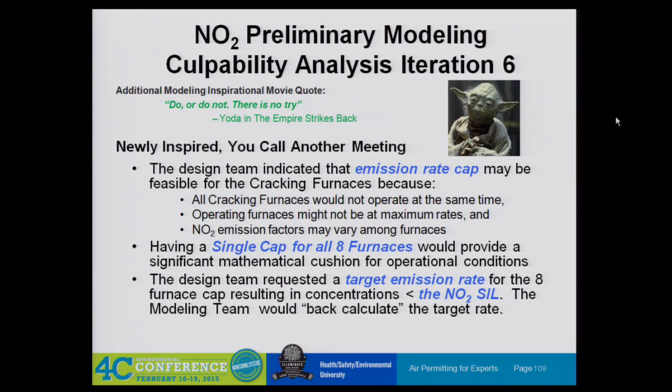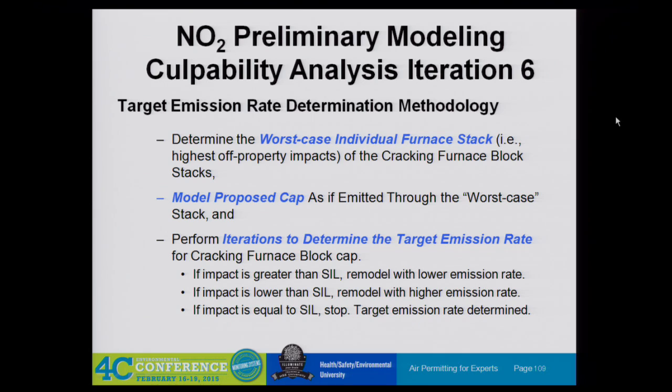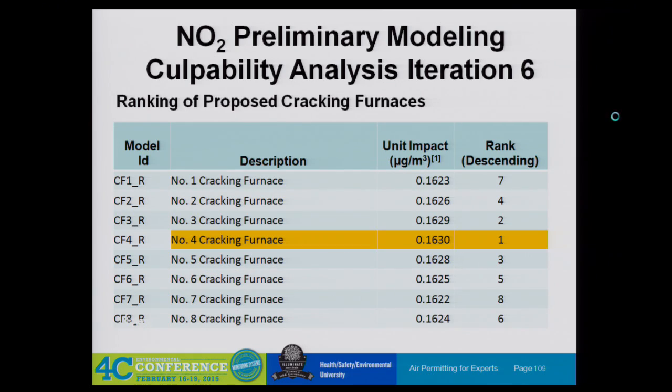So they said, just tell us what that is and we'll tell you if we can get there or not. So we modeled backwards to a place where we could get to that 7.5, and that was our plan forward. Let's figure out what that number is, take it back to the modeling and design team and say, can you get there on a block average determination? And we did all that, and we iterated the model back and forth till we hit the seal. If the impacts are greater than the seal, we modeled with a lower emission rate. If they were lower than the seal, remodel with a higher emission rate until we hit exactly the seal.